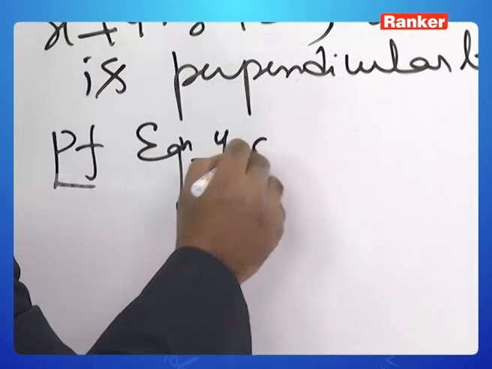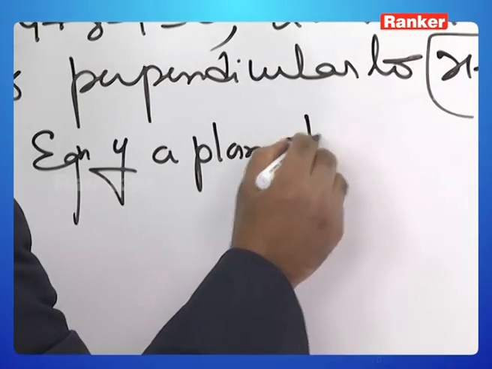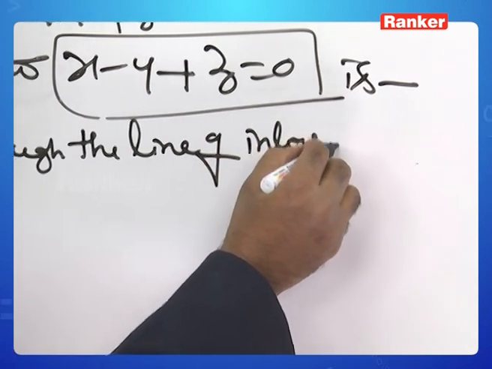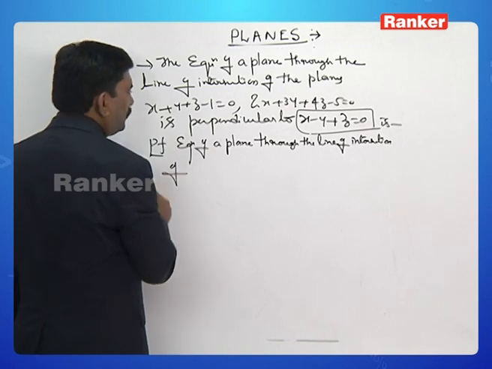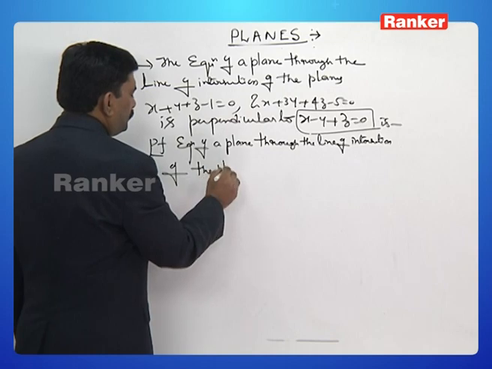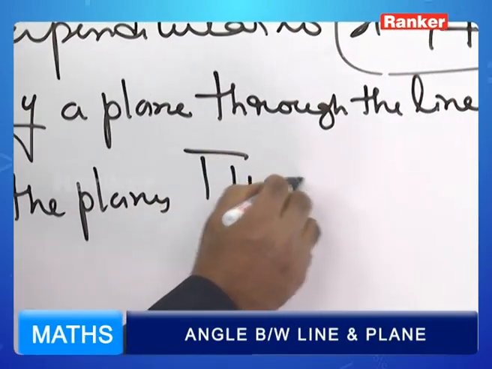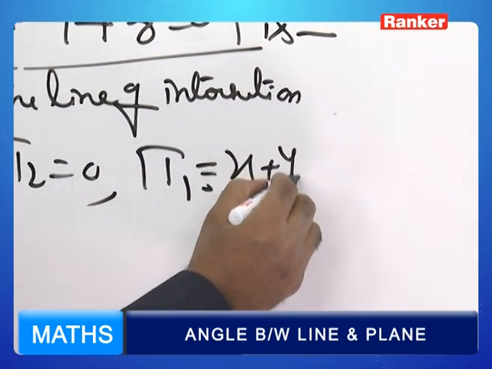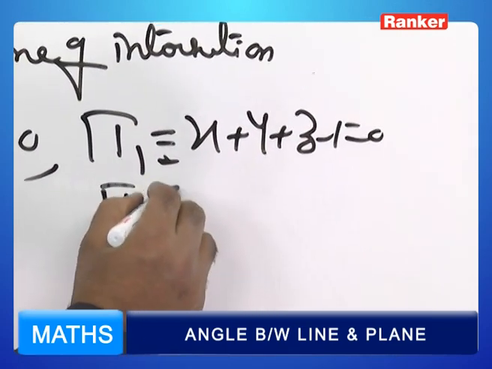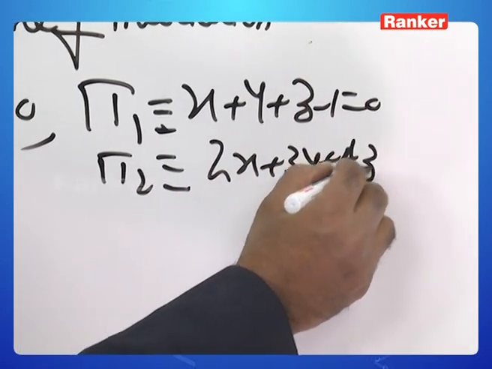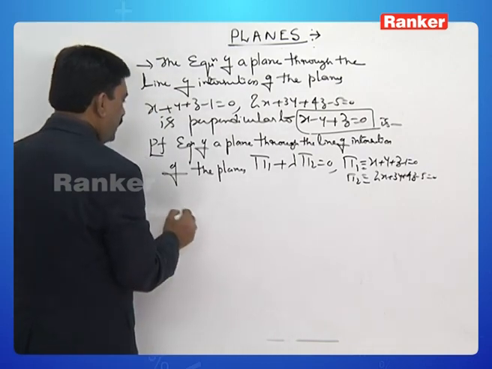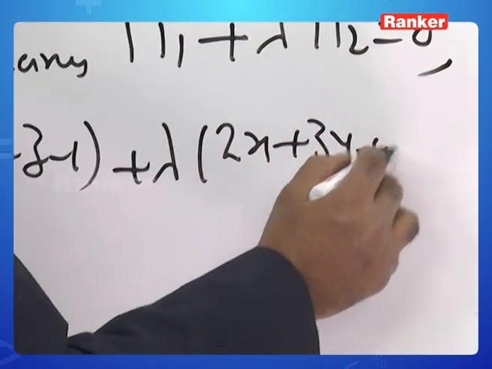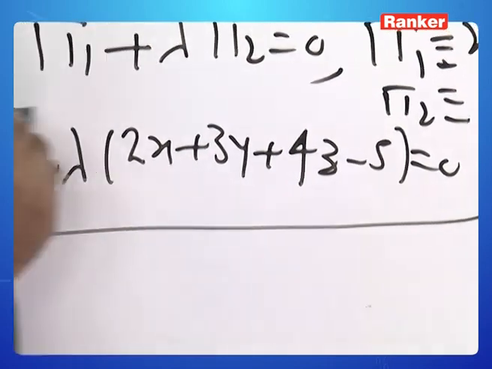The equation of a plane through the line of intersection of the planes, plane 1 given by x plus y plus z minus 1, and plane 2 given by 2x plus 3y plus 4z minus 5 equal to 0, I can write as x plus y plus z minus 1 plus lambda into (2x plus 3y plus 4z minus 5) is equal to 0, right?